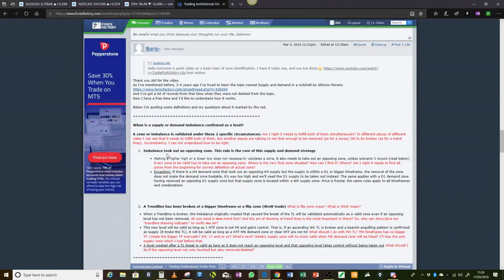What was the other one now? Imbalance to kind of pose zone. Again, that's one of the things that you can consider in evaluating the quality of a zone. And trend line's been broken, bigger time frame, flip zone.